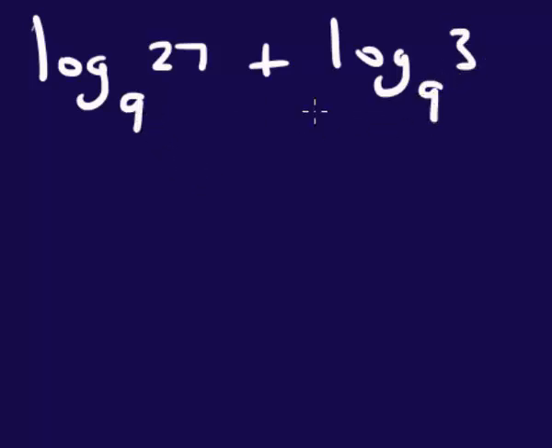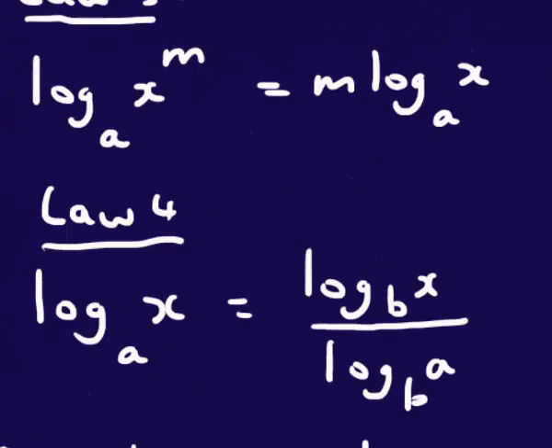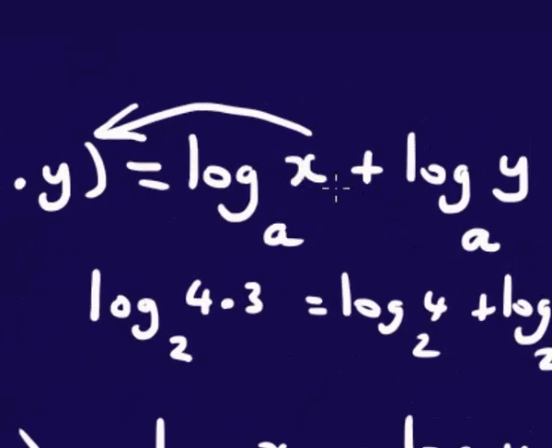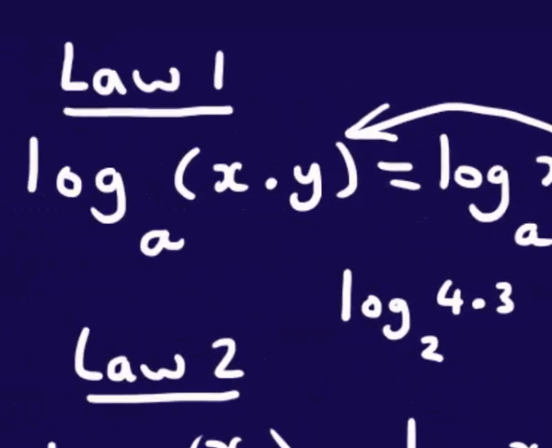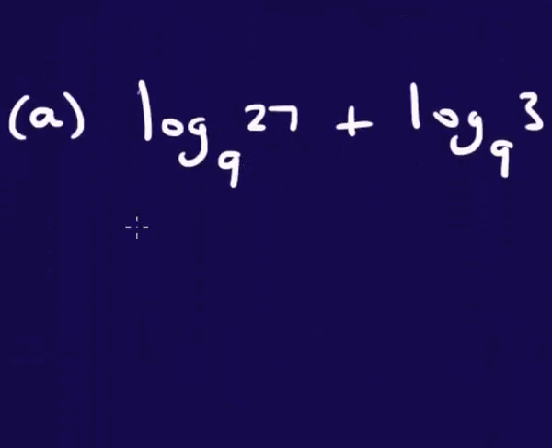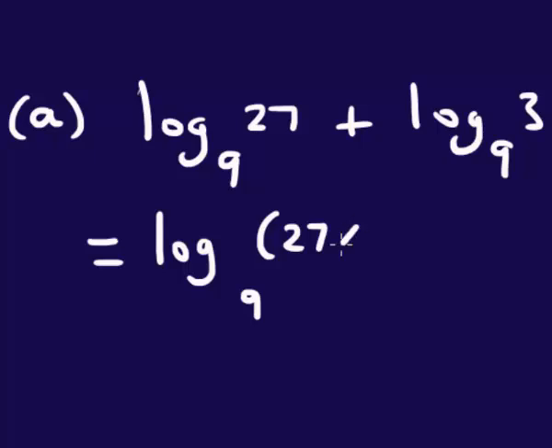Okay, the bases are the same, and what can we do? If you look at the first law of logs, what is the first law saying? It says you can reverse this as well. If you've got these two added, you can multiply. Since the base is the same, we can write it as one log to base 9, and we say 27 multiplied by 3. That's the first law.